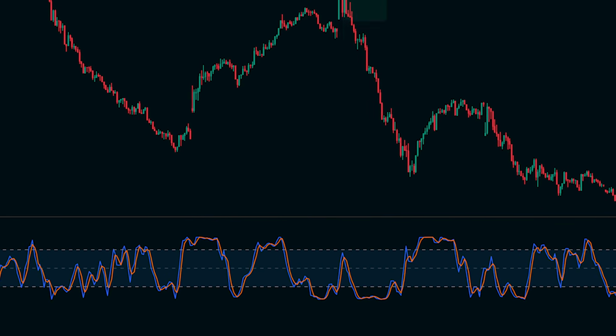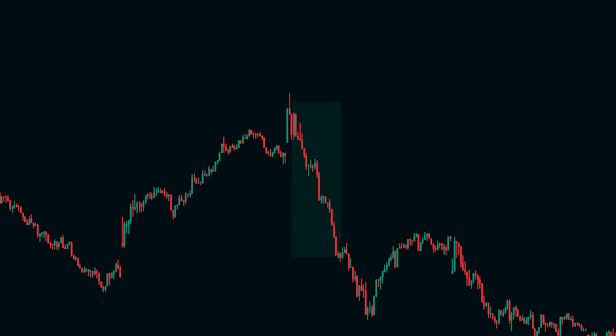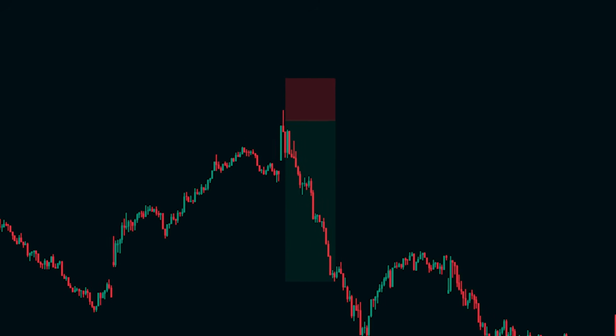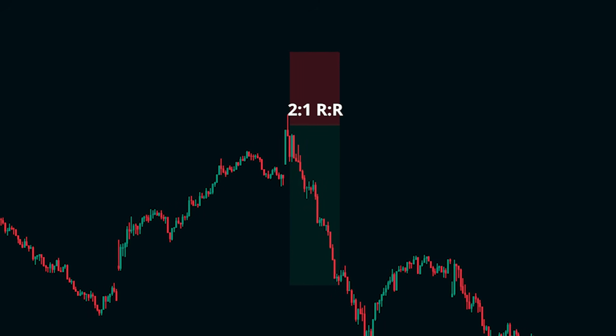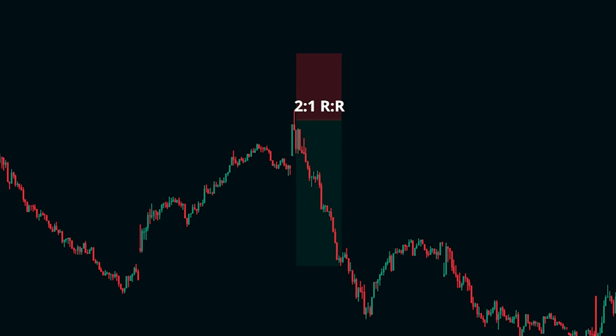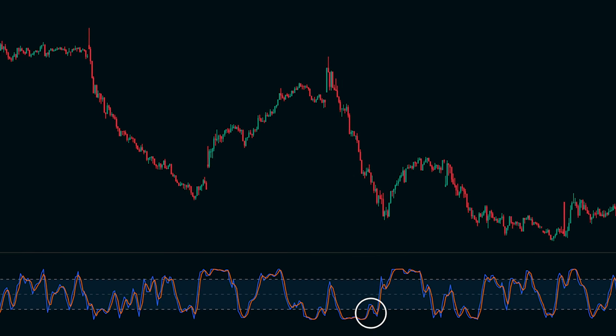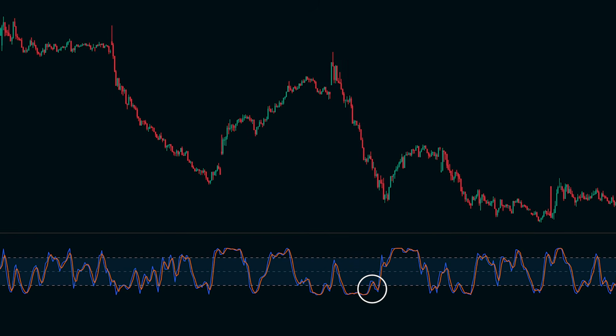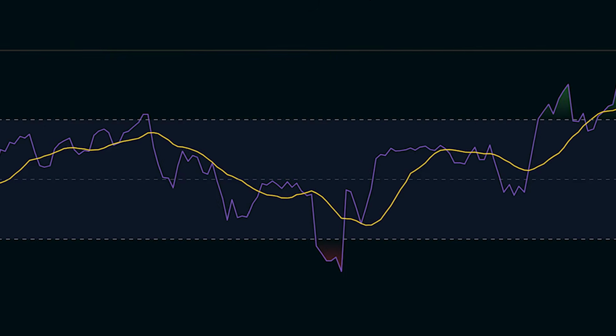Entry confirmed. We enter a sell trade at the close of the candle where the crossover completes. Stop loss goes above the second swing high. Target is a 2-to-1 risk-reward ratio. Primary exit is the 2-to-1 target. Secondary exit is if %K crosses back above %D. Exit immediately. That brings us to the end of this video.